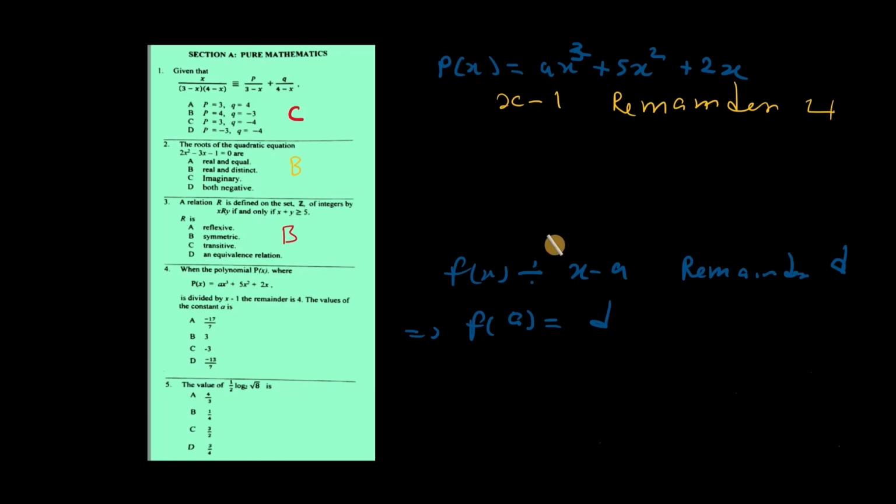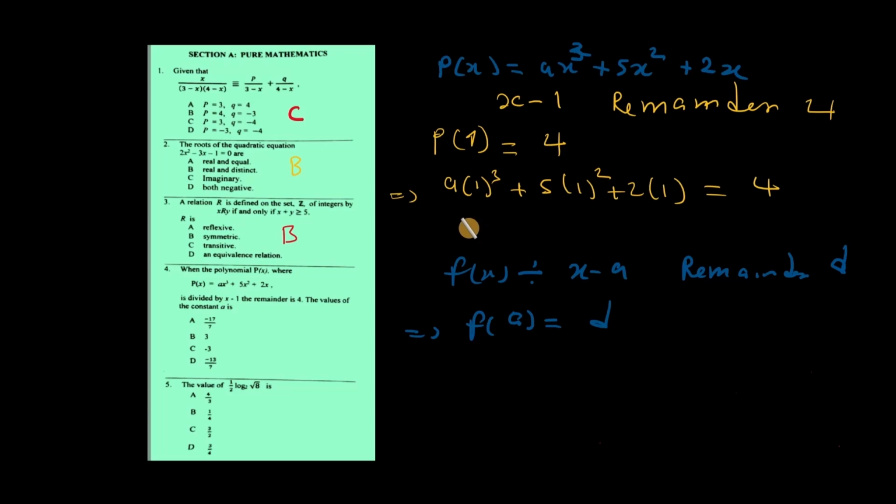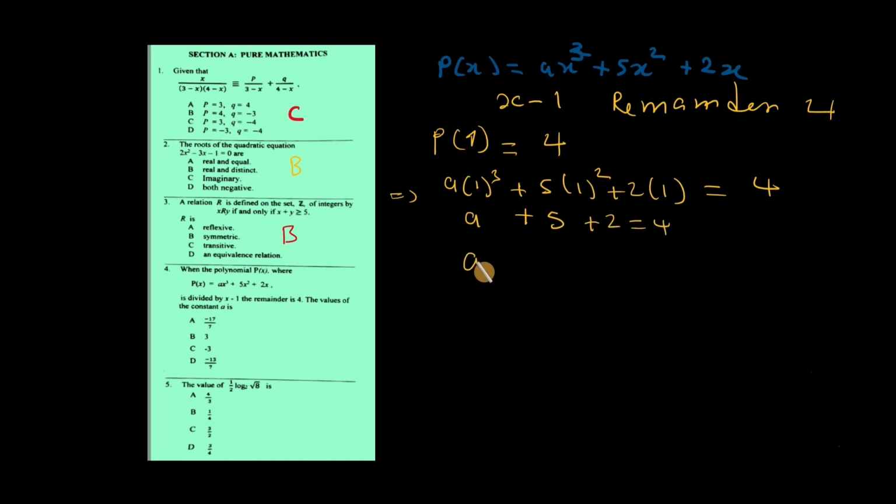That means from the factor and remainder theorem, p of 1 is equal to 4. That means a into 1 cubed plus 5 into 1 squared plus 2 into 1 is equal to 4. 1 cubed is 1, so here I have a plus 5 times 1 is 5, plus 2 is equal to 4. That is a plus 7 is equal to 4. A is equal to 4 minus 7, which is equal to minus 3. So the right option here is C.